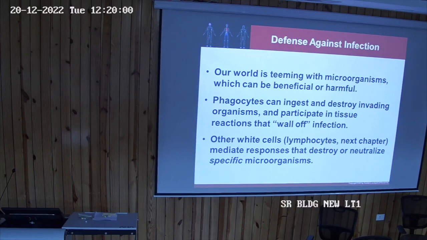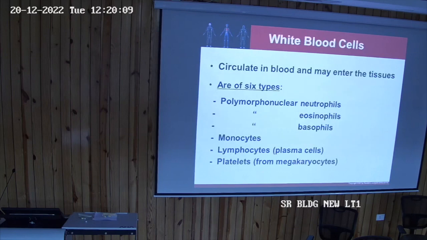The white cells mediate responses that destroy or neutralize specific microorganisms. They circulate in blood and may enter the tissues. The site of formation of WBCs is the bone marrow. As we remember, the pluripotent hemopoietic stem cells are the main source for forming the blood cells. But this line again divides into the erythroid series, and the granulocyte and monocyte series.